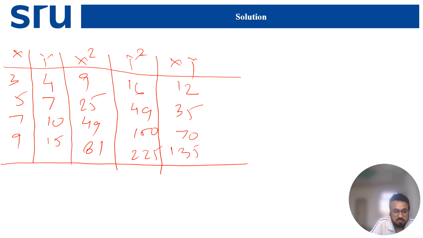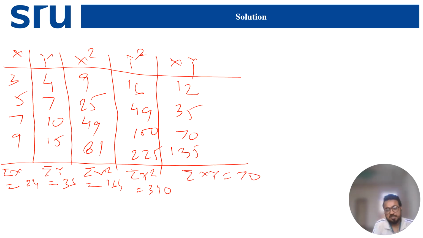Now we'll sum these. Summation of x will be 24. Summation of y will be 36. Summation of x square is 164. If you add, the summation of y square is equal to 390, and summation of x into y is equal to 70. Now we will apply the Karl Pearson correlation coefficient formula.